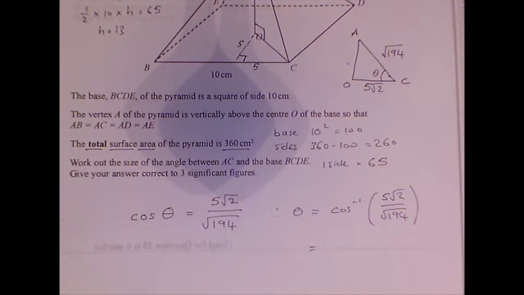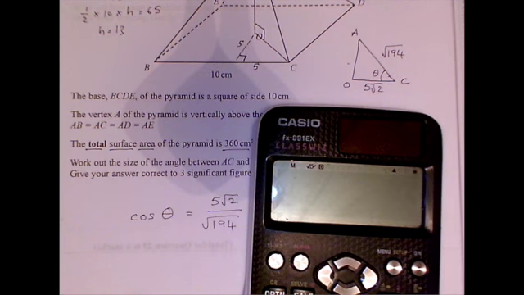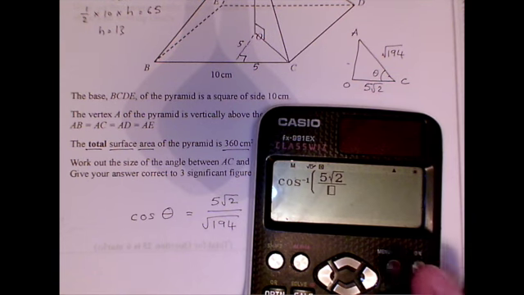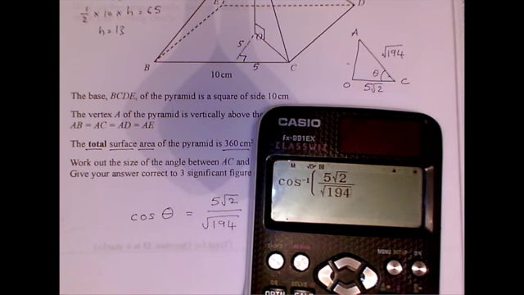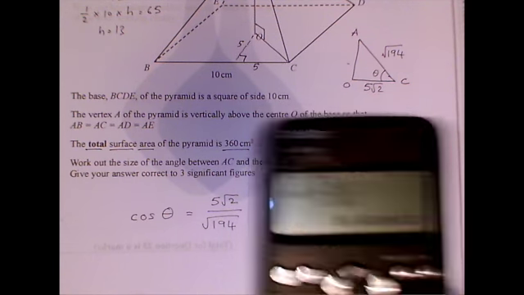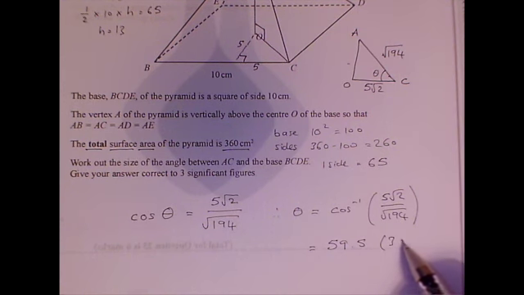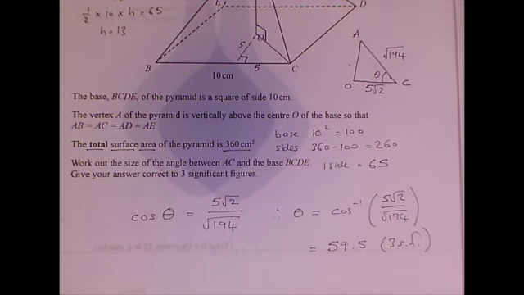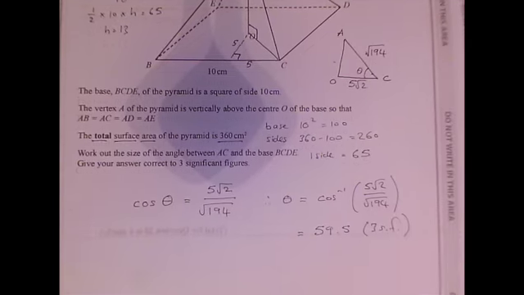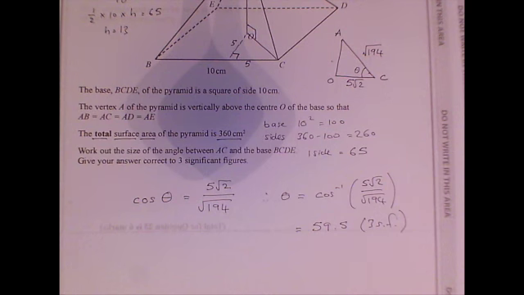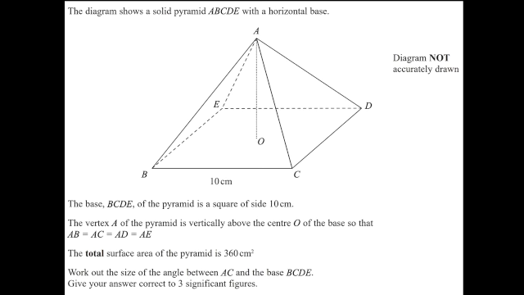So the calculator gives me, sorry about that, a bit slow there. Yep, 5 root 2 all over root 194 gives me an answer of 59.5 degrees to 3 sig figs, which is what they actually wanted. Okay, and so there's my answer. So I think that was an extraordinarily hard question actually. I don't think it'll get much harder than that. Let's see what the examiners thought.